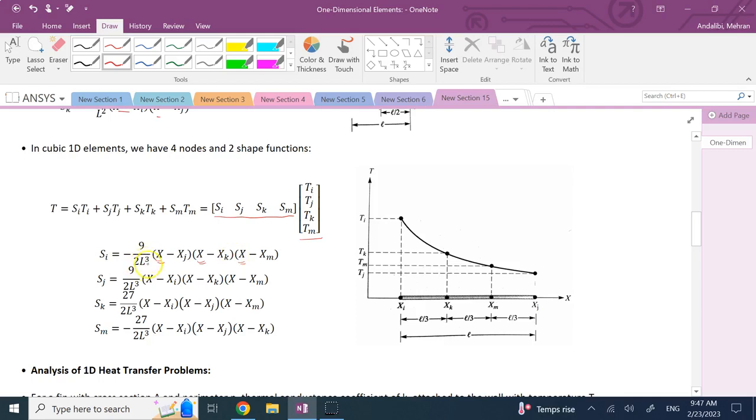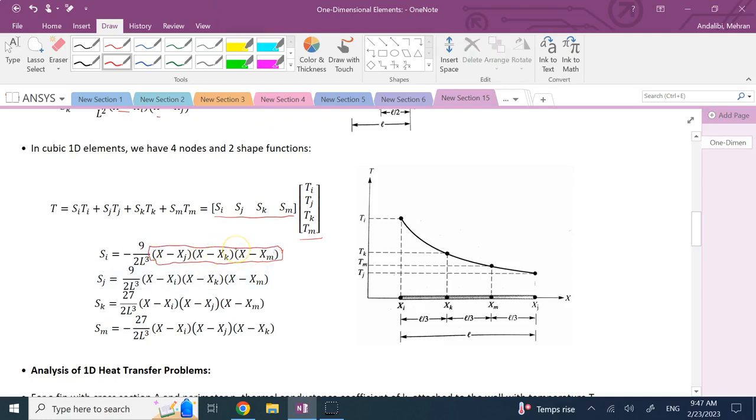And one way that you can find these coefficients is by basically plugging some numbers in. So remember, let's say I want to find Si, okay? I don't know the form of Si. So should I memorize it? The answer is no. So how do I find Si here? Well, I say Si should be 0 at x of j, x of k, and x of m. So definitely it should have these 3 terms.